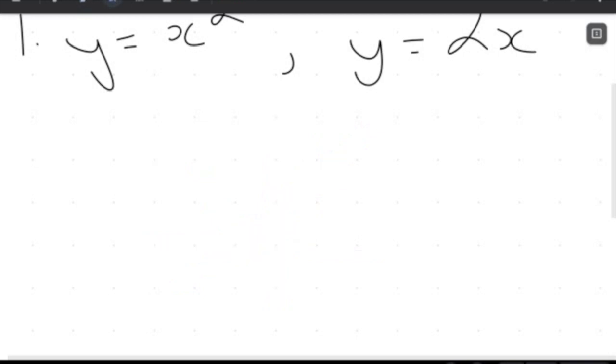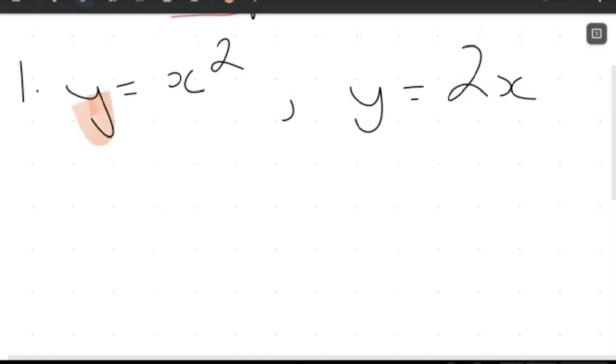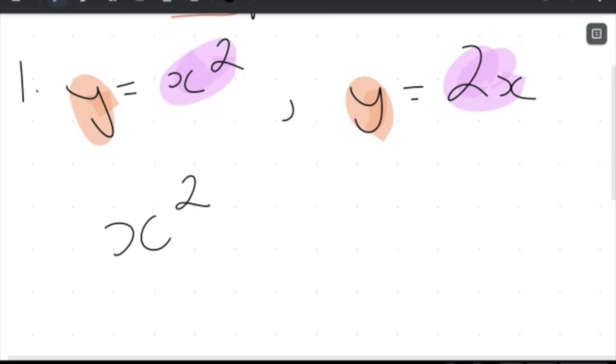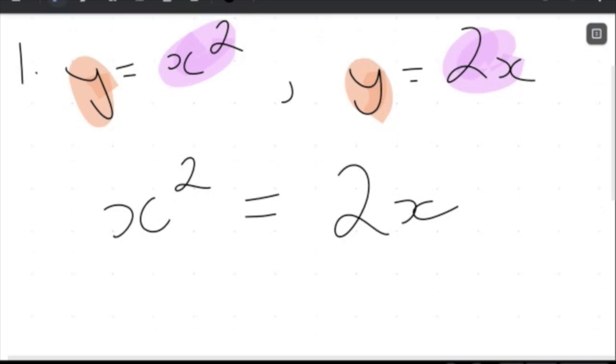So we're going to use that idea to say that, well, since these y's are exactly the same, then these two are exactly the same as well. So we can use this substitution to get rid of the y variable. So we can say that x squared here is going to equal 2x. The y's are the same, so these terms on the right hand side, these pink ones, are the same as well. Because they're the same, we can set them to be equal to one another.